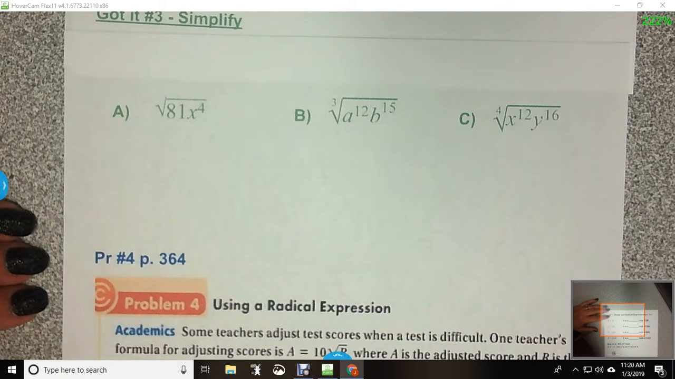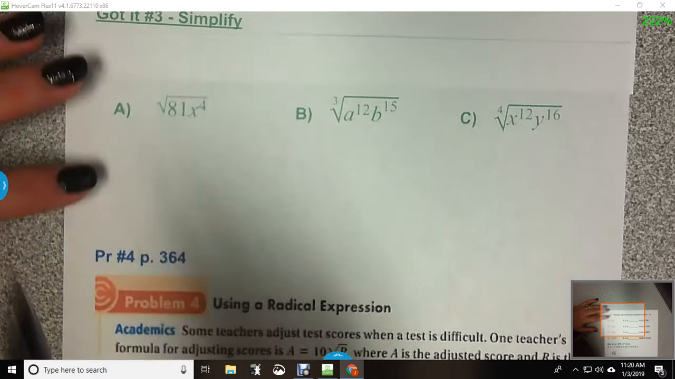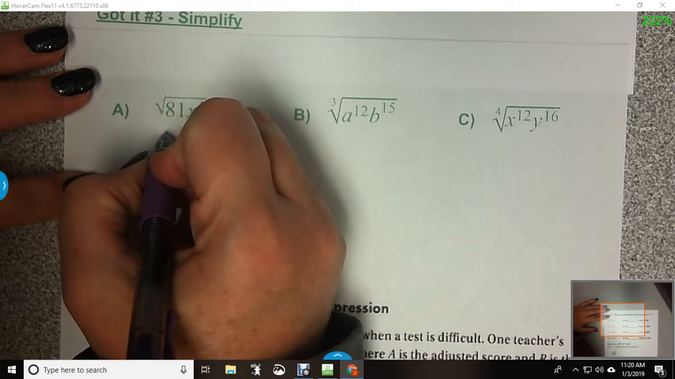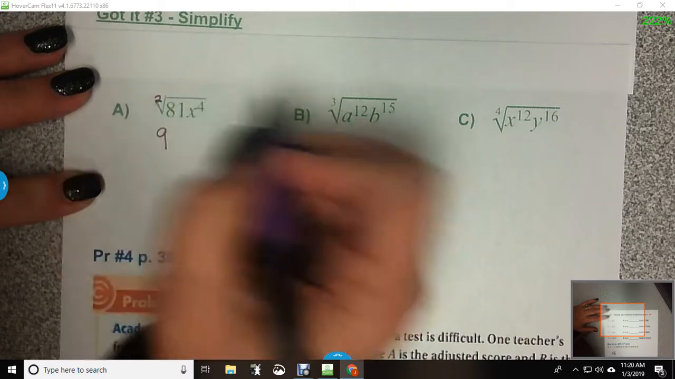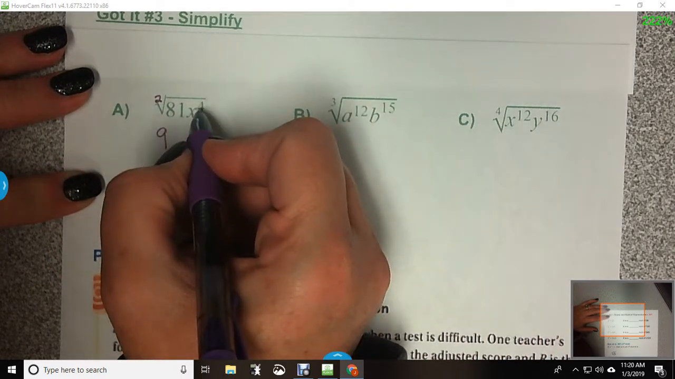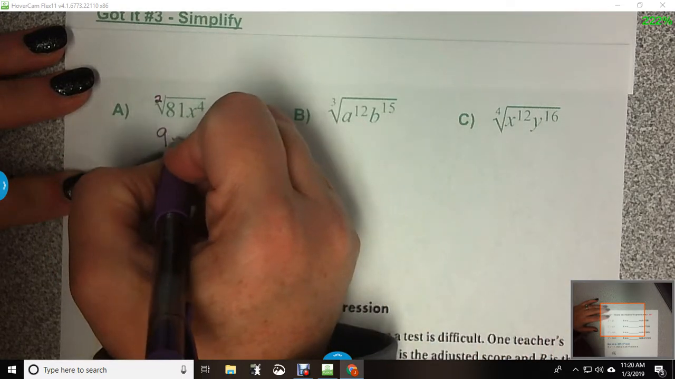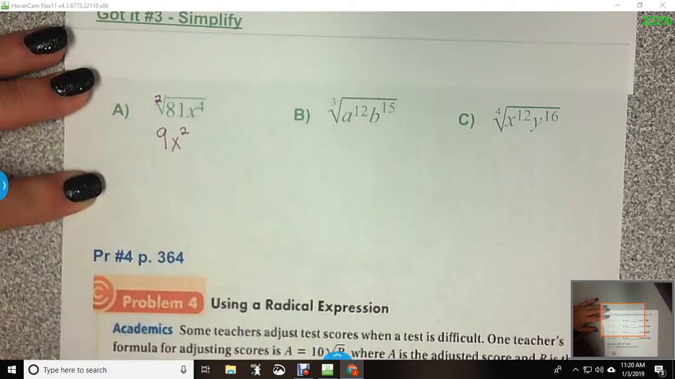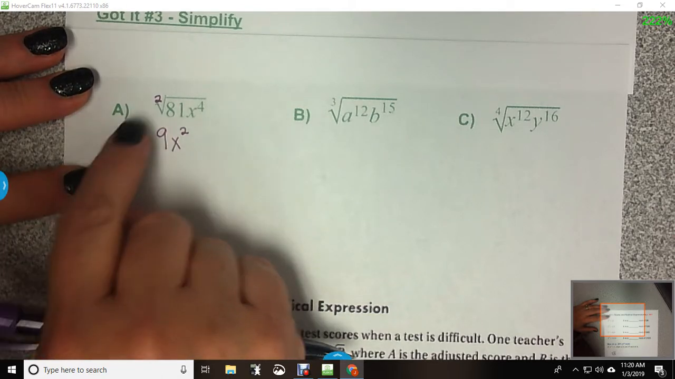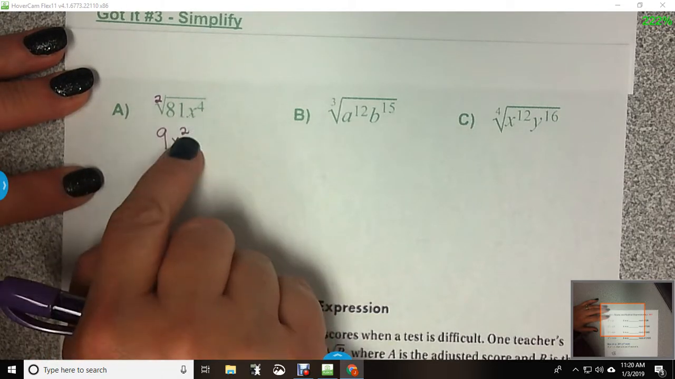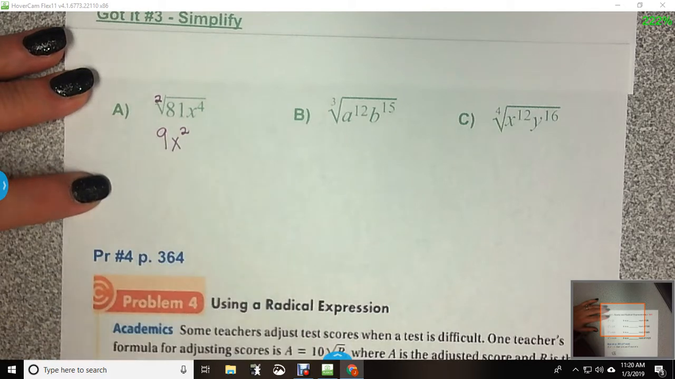All right, so for part A, I'm going to take the square root of 81 and get 9. And now for my variable, remember, square root, my index is a 2. So 4 divided by 2 is 2. My directions say simplify, so I have to check for absolute value. And I only check it on the variables. So even, even, even, I don't need any absolute value.